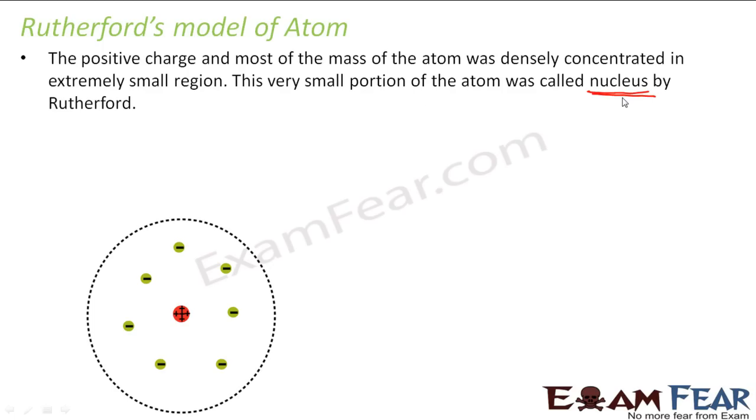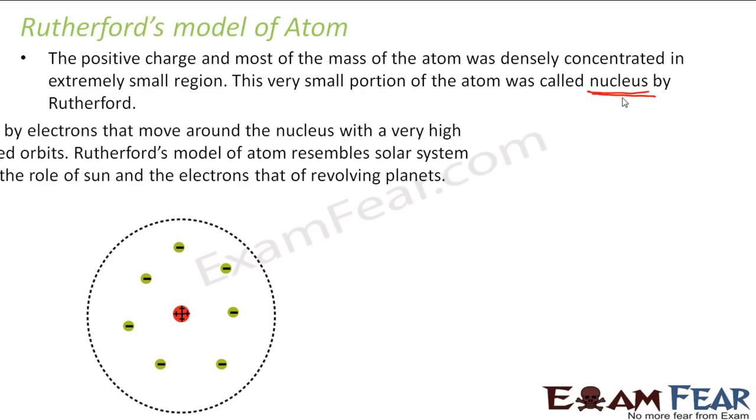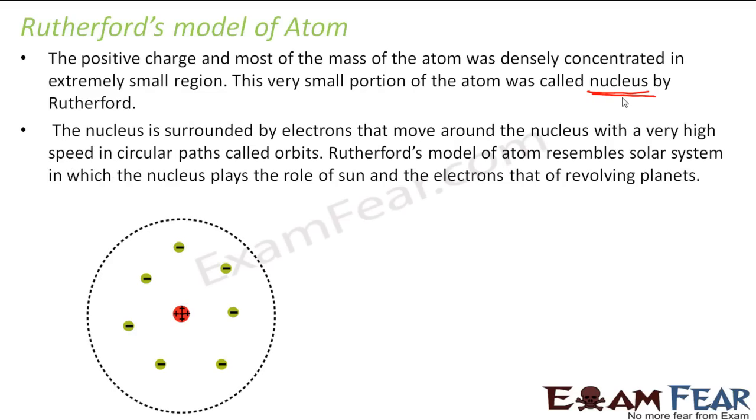So Rutherford was the one who, in a way you can say, discovered the nucleus. I mean, he was the one who told that inside the atom you have the positive charge in a small region, that region is the nucleus, right? He was the one who told that the nucleus is surrounded by electrons that move around the nucleus with a very high speed in circular paths called orbits. Because he experimentally found that only a small region was dense, and that was the nucleus. Rest of the region was all empty.